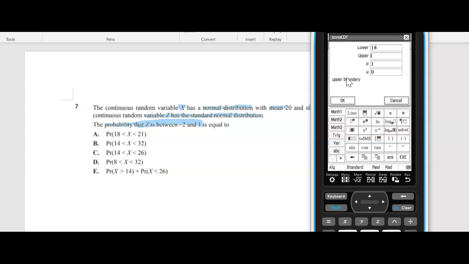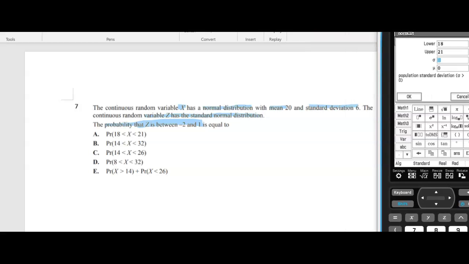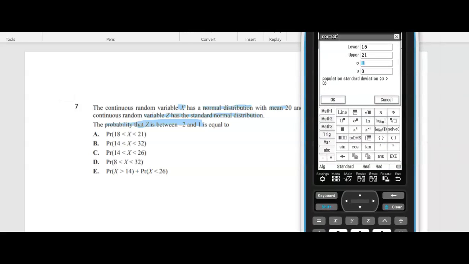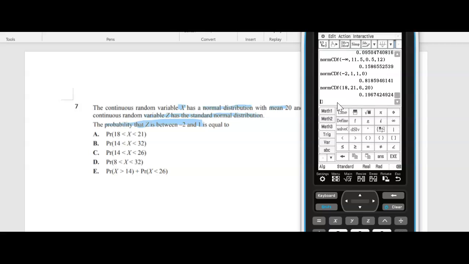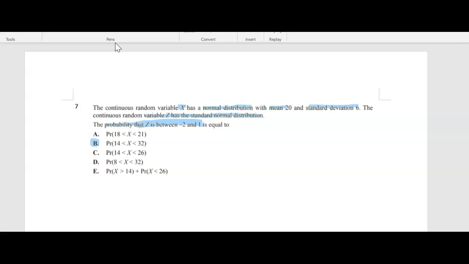So I'm doing 18 to 21 for option A. Now, because we're doing the normal, not the standard normal, standard deviation is 6 and your mean is 20. Okay, so I press enter and it's not the same. So I keep changing those values until I get the same. So I'm going to try B now, 14 to 32. I can just change here, I don't need to go back into that other window. Press enter and you'll see they're the same. All right, awesome. There's your answer, B.